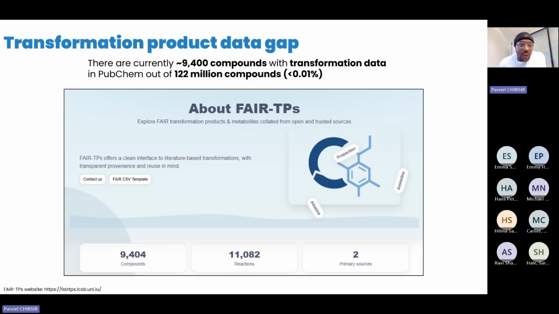So to give you an idea of how little transformation product data is available in databases, we take, for example, the PubChem database that contains about 122 million compounds, and only about 9,400 of these compounds have transformation product data associated with them. So this is less than 0.01% of the compounds in the database. These transformation products and transformation reactions can be found in the FAIR-TPs dataset.